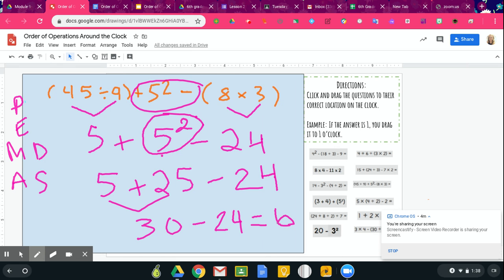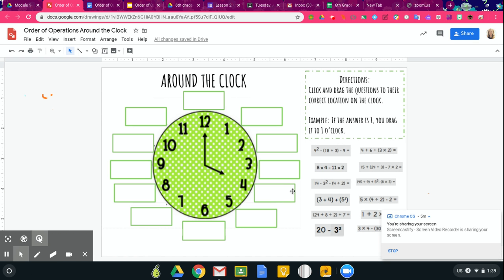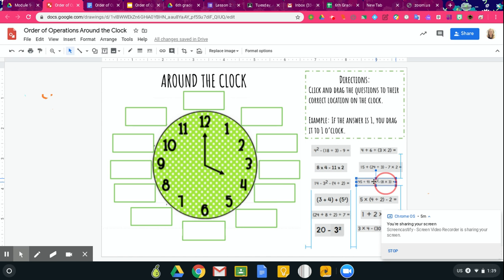So what you're going to do is take that, and since the answer was 6, you're going to drag it to, this is a clock, but basically it just means that the numbers 1 through 12 will each be used one time as an answer. So since the answer to this one was 6, we just drag it to the 6 o'clock spot on the clock. Let's do another one together.